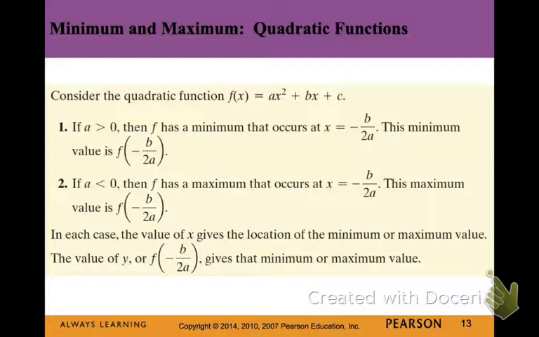Number 2, if a is less than 0, that means our graph is opening downward, so that our quadratic equation has a maximum value, and it occurs at the vertex, and we say the maximum value is the y value of the vertex. So in either case, the vertex will help us find our minimum or maximum value, and we focus on the y value of the vertex to name that minimum or maximum.